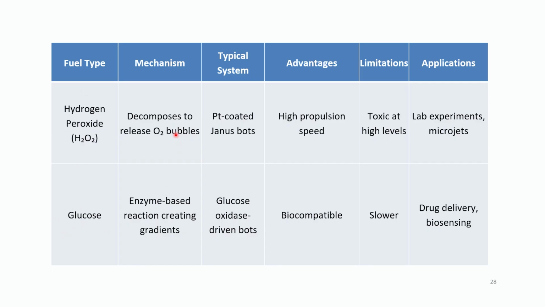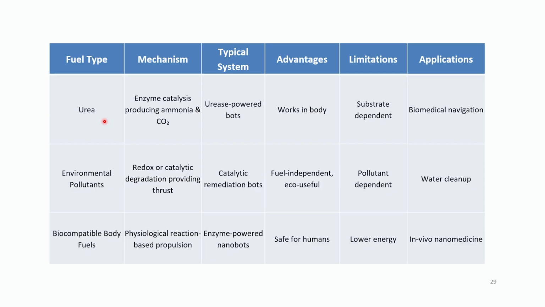Fuel type: glucose. Mechanism is enzyme based reaction creating gradients. Typical system: glucose oxidase driven bots. Advantages: biocompatible. Limitations: it is slower. Applications: drug delivery and biosensing. Then fuel type: urea. Mechanism: enzyme catalysis producing ammonia and carbon dioxide. Typical system is urease powered bots. Advantage is that it can work in the body. Limitations: it is substrate dependent. Applications: biomedical navigation.